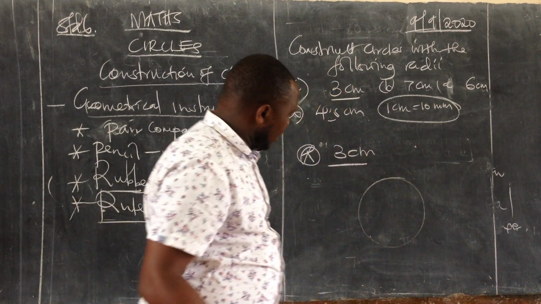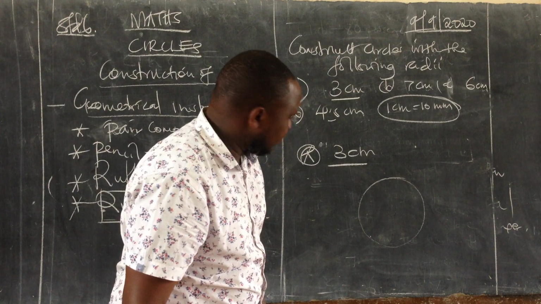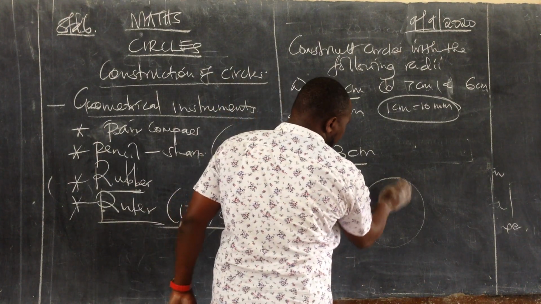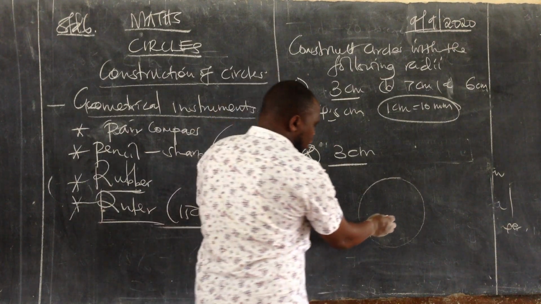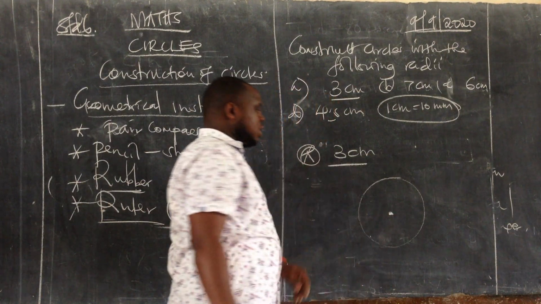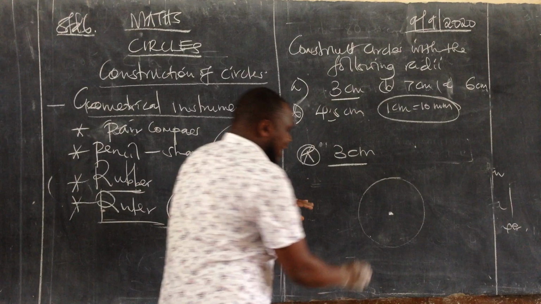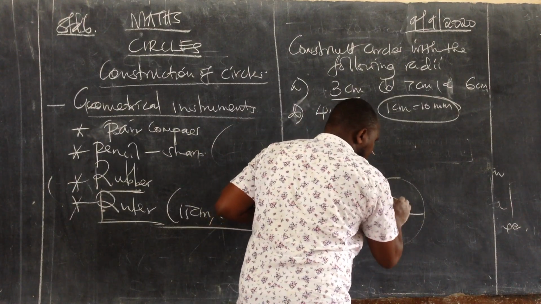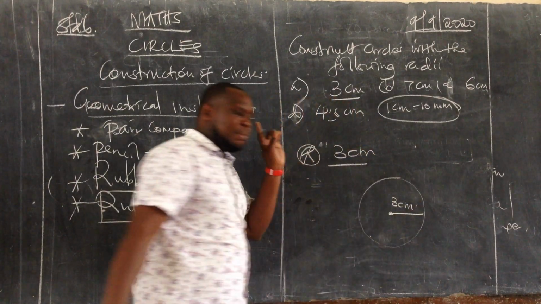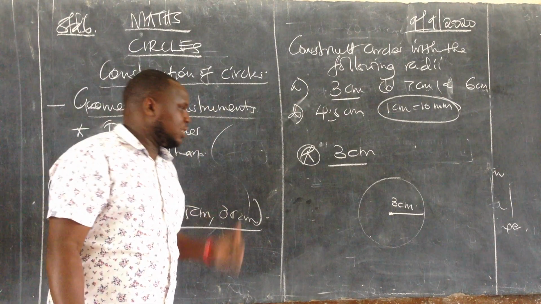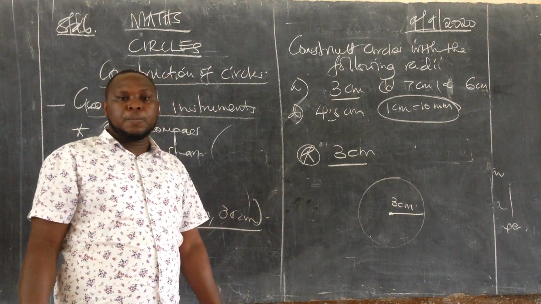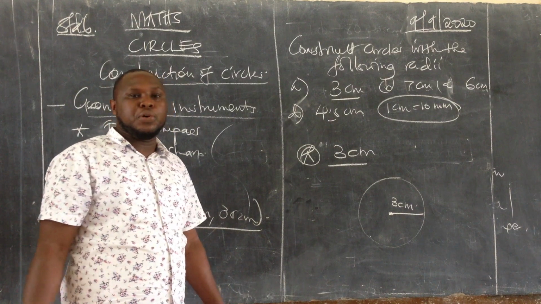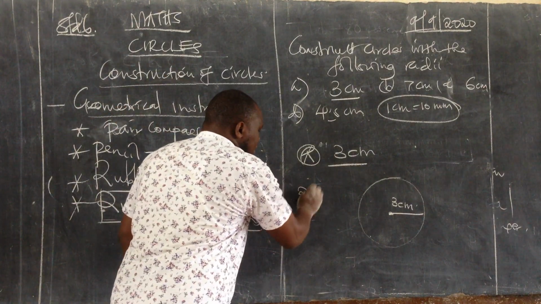Just like that. If you look at my circle, it might have been drawn wrongly, but because I'm doing it on a blackboard. So after doing that, learner, you label here 3 centimeters. That must be there because that's the radius that you use. If someone asks you, what will be the diameter of this circle? It's very simple. 2 times the radius.